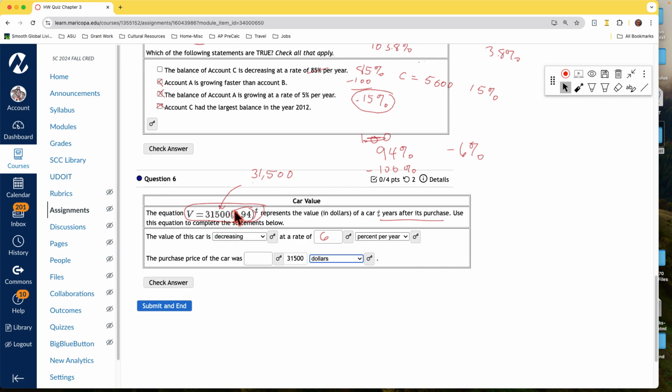Actually, we didn't even have to do that. We just took the number here. Yeah, the purchase price of the car is the $31,500. That was the starting price. Now you're right. If they would have asked what's the value in 5 years, then we would have had to multiply and put the exponent on, and we could calculate that. But this one was easy.